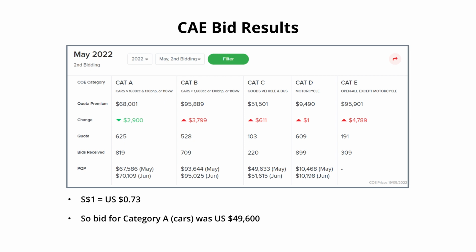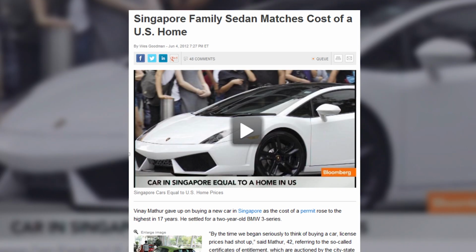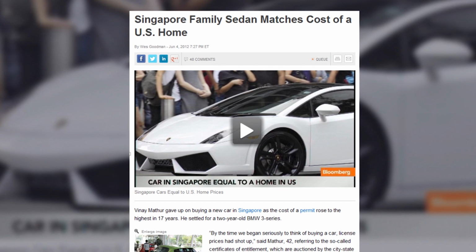So this is from the most recent, as the time I'm speaking, bid auction. And you can see the different prices to operate a vehicle. And $1 in Singaporean is about 73 cents in the US. So to interpret some of these numbers, if you wanted to operate a Category A vehicle, which is basically like a sedan, you would have to pay the equivalent of about $50,000 in the US. That's not for the car. That's just for the right to operate the car. And so Singapore became a very expensive place just to own and operate a car.